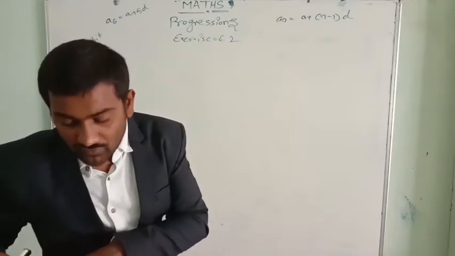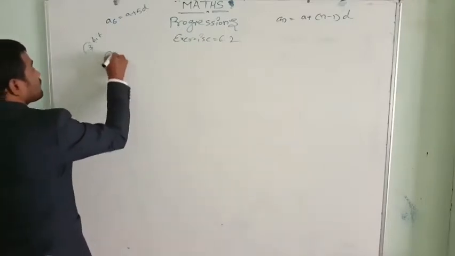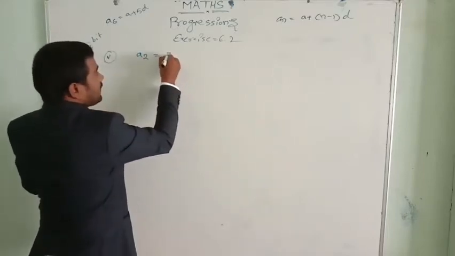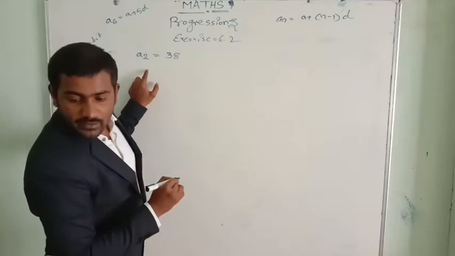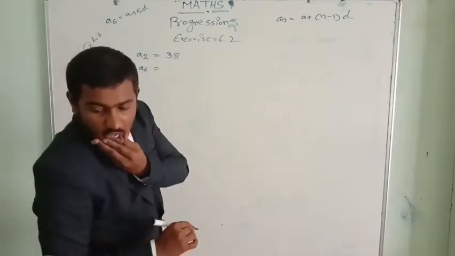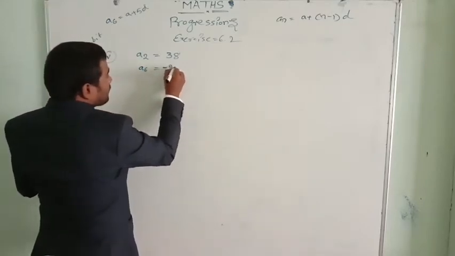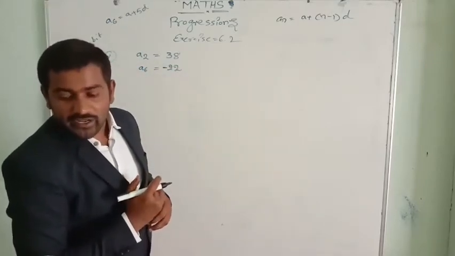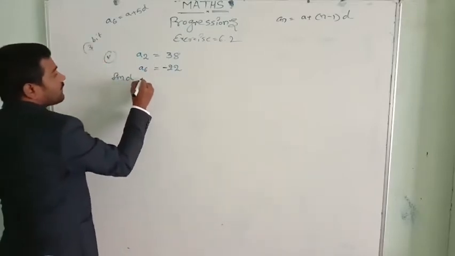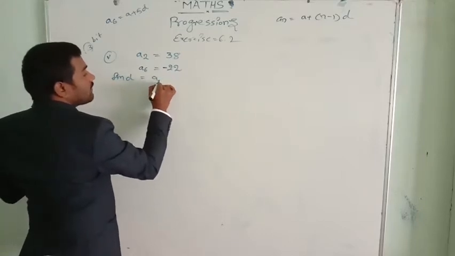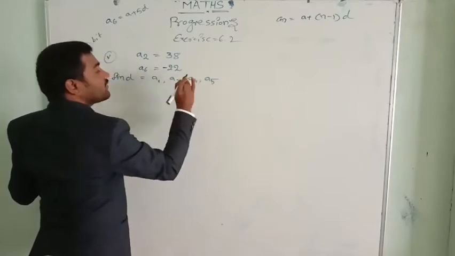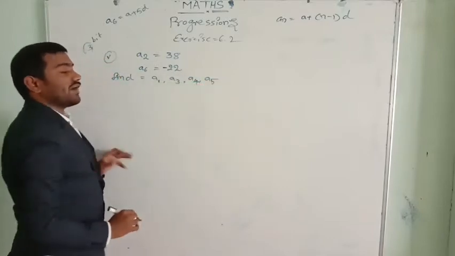The next question is the fifth question: A2 equals 38 and A6 equals minus 22. So we need to find out A1, A3, A4, A5. Let us find out, children.